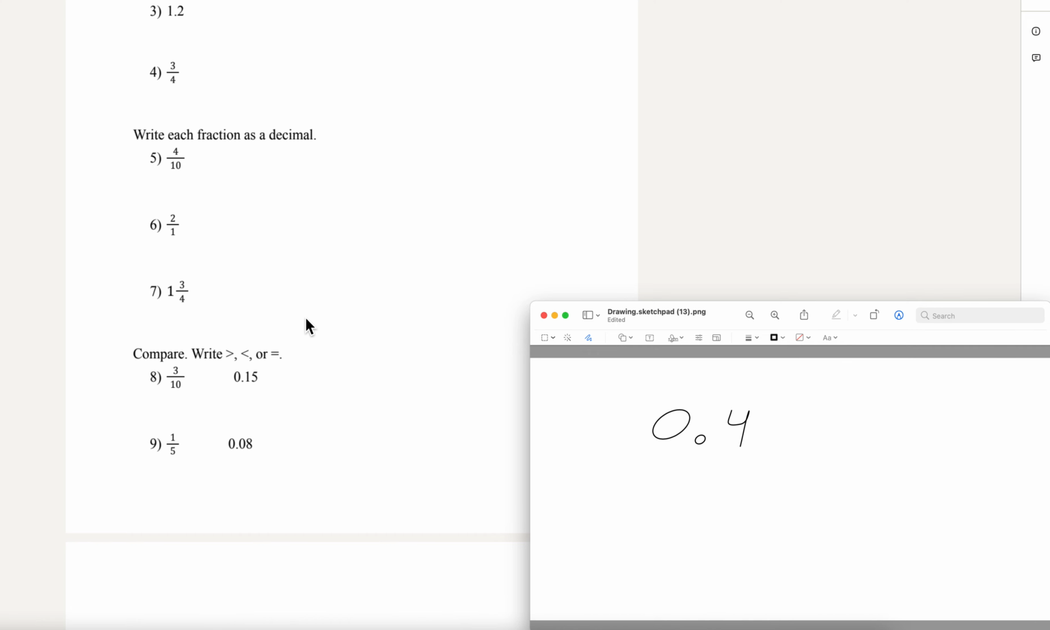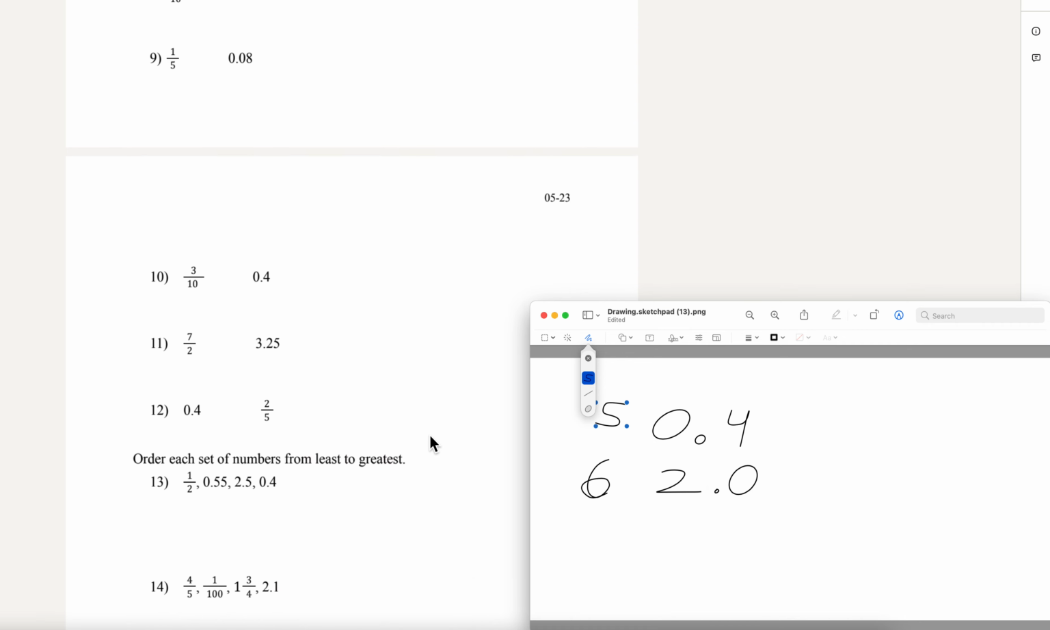And number 6 would be 2.0. This would be for number 6, and this would be for number 5.